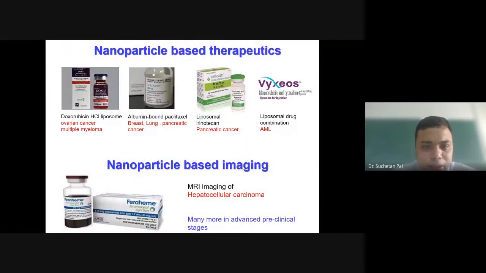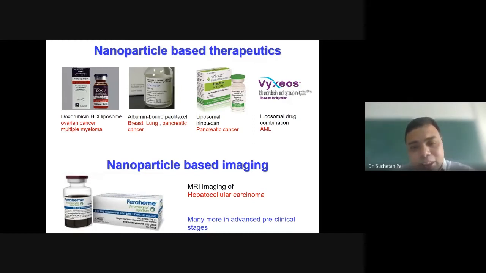If you look at anti-cancer therapeutics, there are several nanomedicine-based formulations coming out. I have shown you some images of clinically approved nanomedicine. For example, this is doxorubicin HCl liposome, called Doxil. This is an anti-cancer drug that is encapsulated in a liposome, which is in nanometer scale dimension, right? This is typically 100 to 200 nanometers. Then you also have Abraxane, which is albumin-bound paclitaxel, an anti-cancer drug.